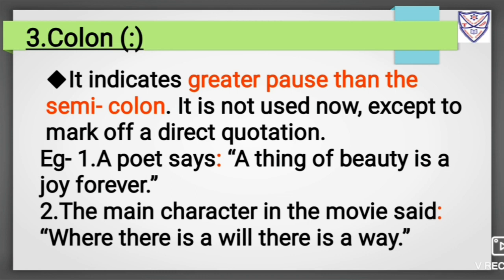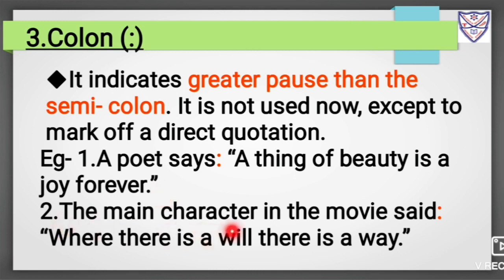For example, first one: a poet says, colon, a thing of beauty is a joy forever. Now over here, a poet says, then we are using what? We are using the colon mark. So we can say that this colon mark is used to mark off the direct quotation, or we can say the direct saying of the poet. And what does this poet say? He says that a thing of beauty is a joy forever.